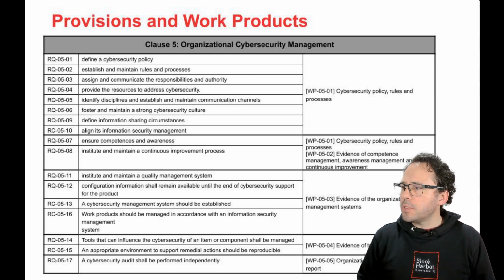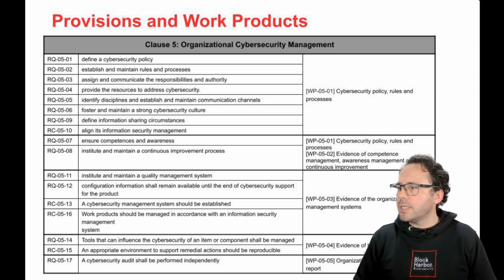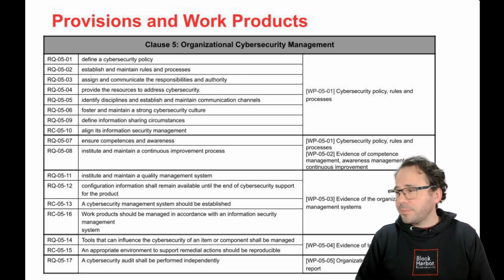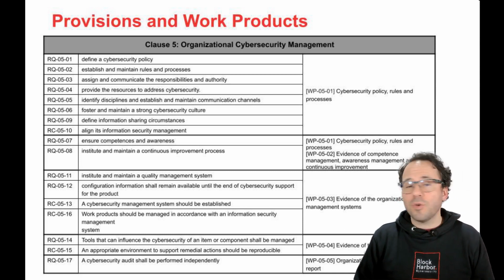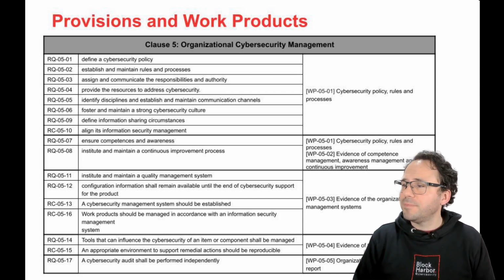2 of those requirements also count for the second work product, which is evidence of competence management, awareness management, continuous improvement. The third is evidence of the organization's management systems. Fourth is evidence of tool management. And the last one is the organizational cybersecurity audit.